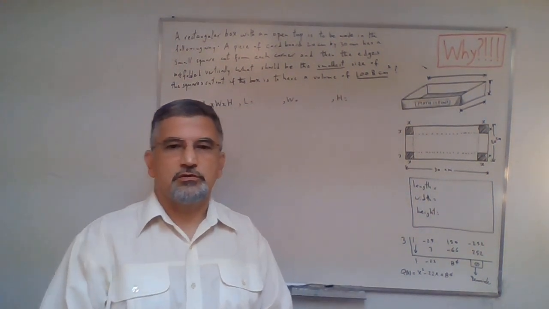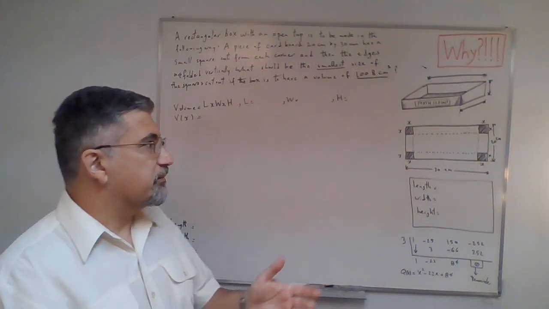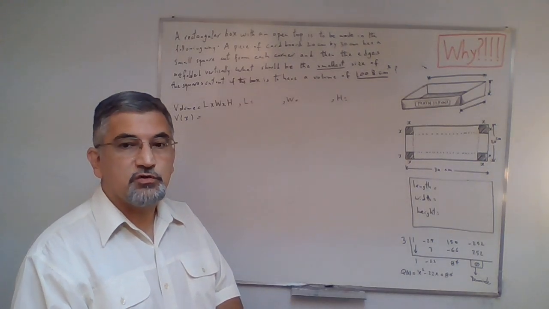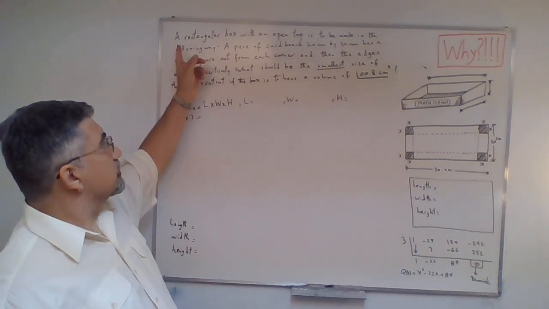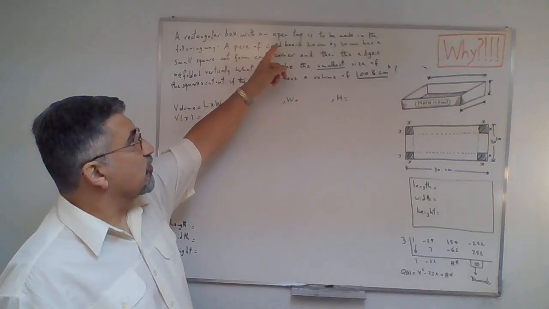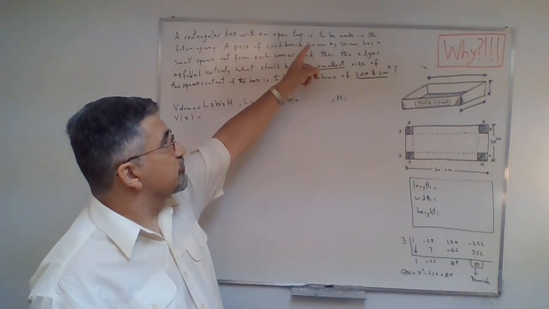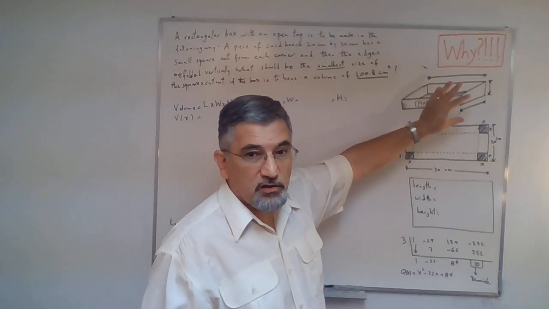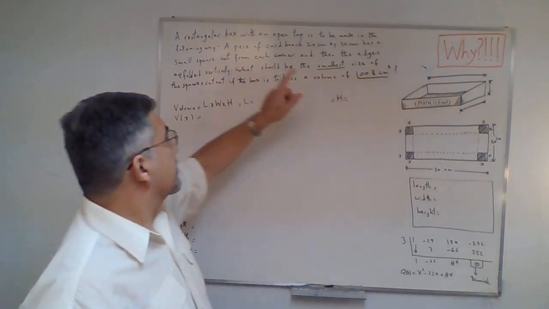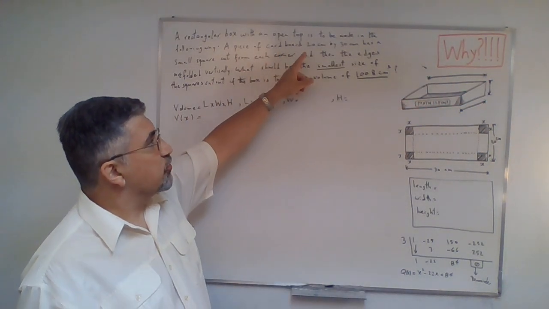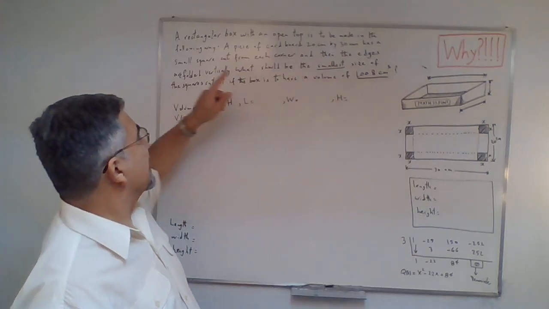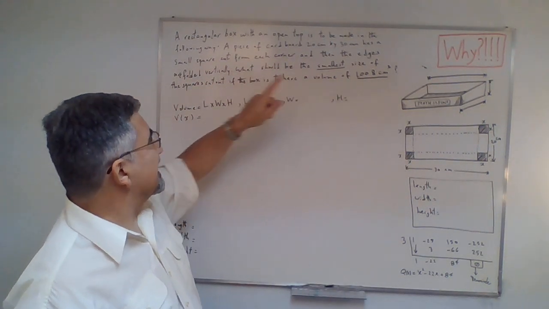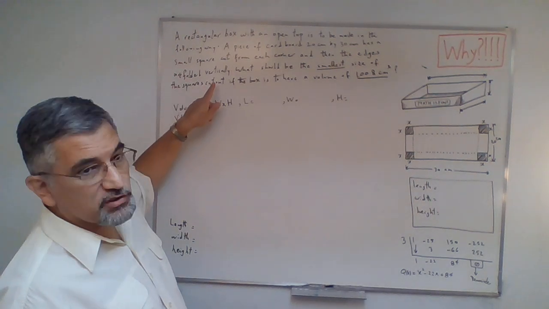Hello everyone, we want to do another word problem, an application question in the unit of polynomial equations. There is a rectangular box with an open top that is to be made in the following way. That's the box, it's open top, and it says a piece of cardboard 20 centimeters by 30 centimeters has a small square cut from each corner, and then the edges are folded vertically.